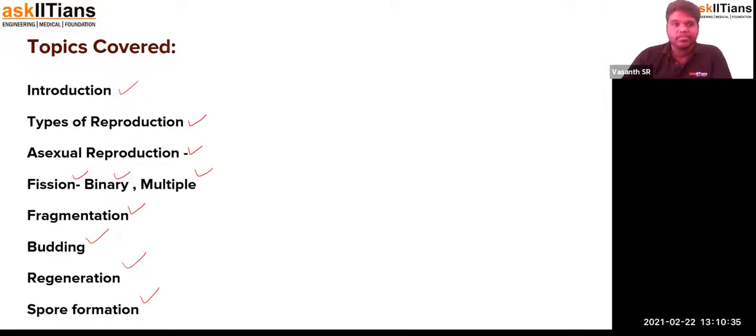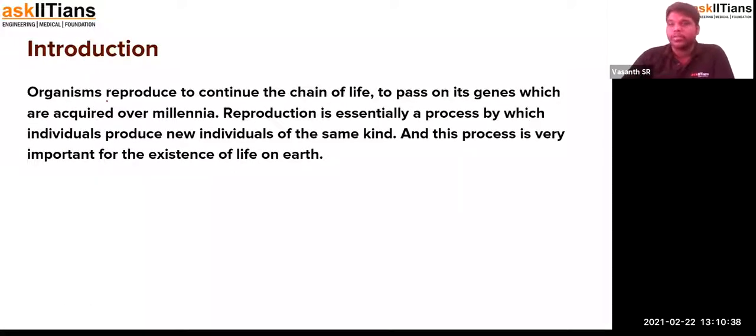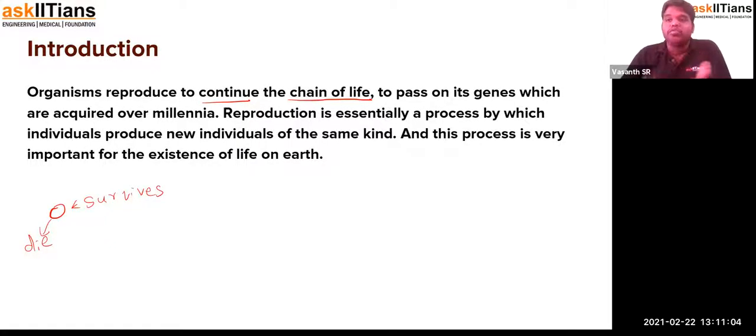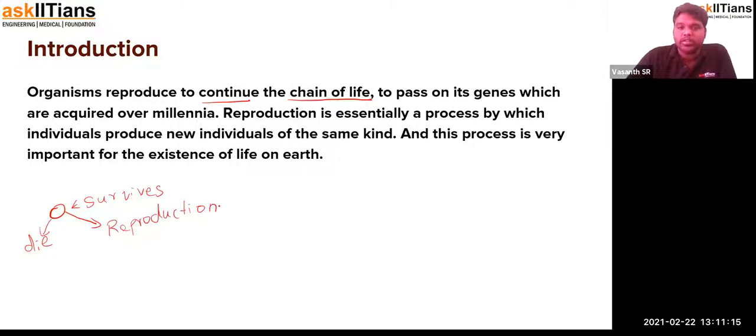The next thing is how organisms reproduce. The main point we need to know about is the chain of life. What is the chain of life? It is where one organism survives on this earth, and when it dies, it leaves something to move forward so that it can prove its existence. That process is believed to be reproduction.